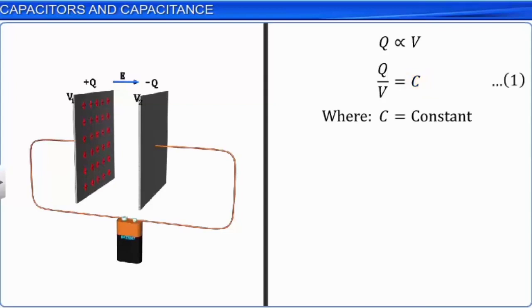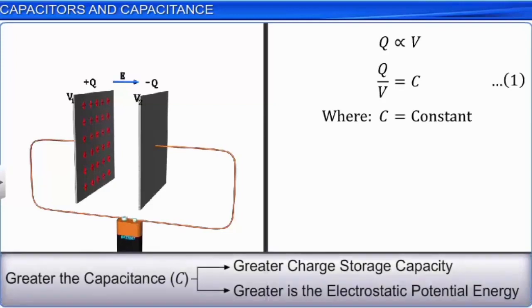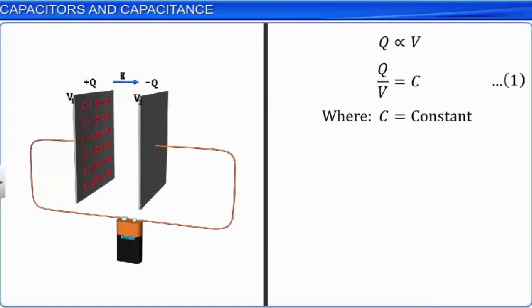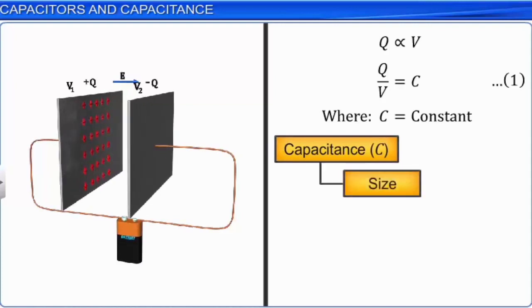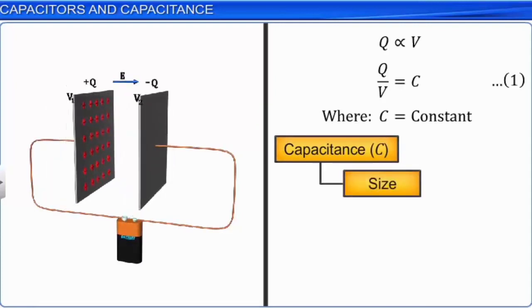Greater the capacitance C of a capacitor, greater is the charge it can store, and hence greater is the electrostatic potential energy. The capacitance C depends on the size, shape, distance between the plates, and also the medium between the plates.